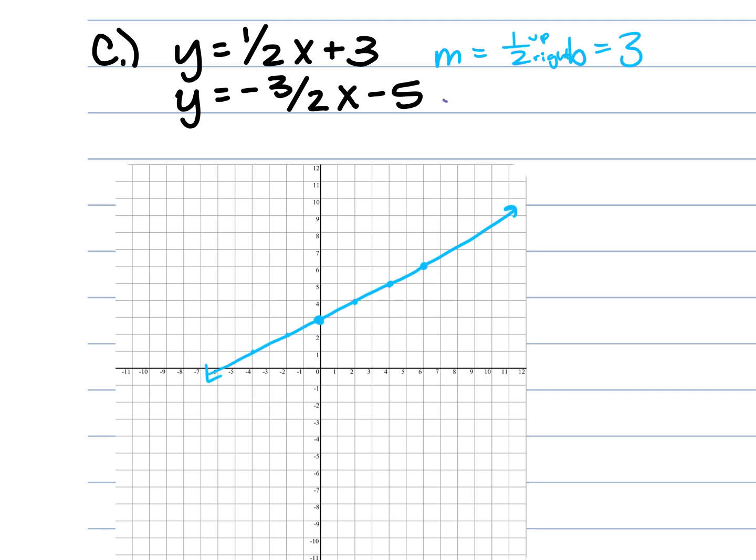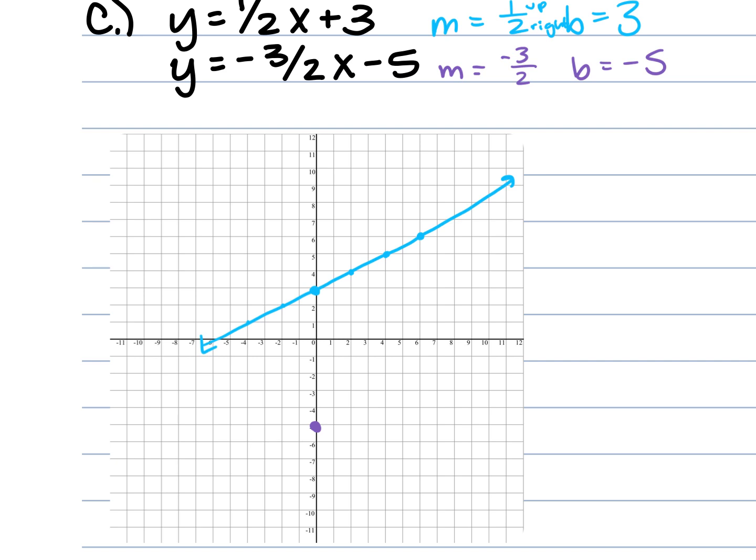Now let's draw the second line. What would my slope be in the second line? Negative 3 over 2. And what's my y-intercept? All right, so what would I put first on my graph? A point at negative 5. We always put our b first. And then how do I show the slope of negative 3 over 2? Down 3 to the right 2, down 3 to the right 2.